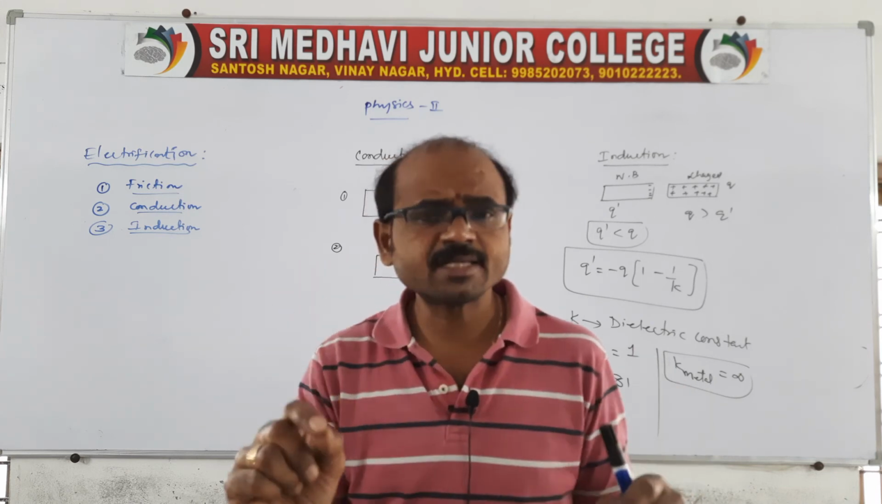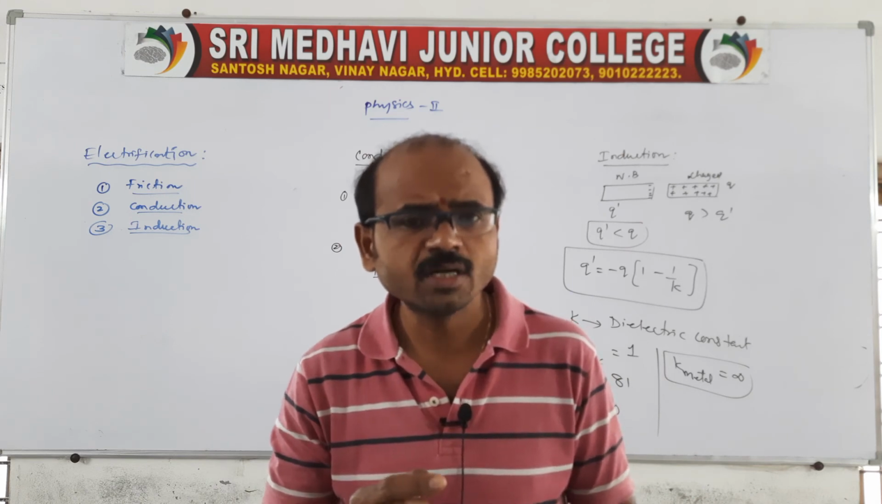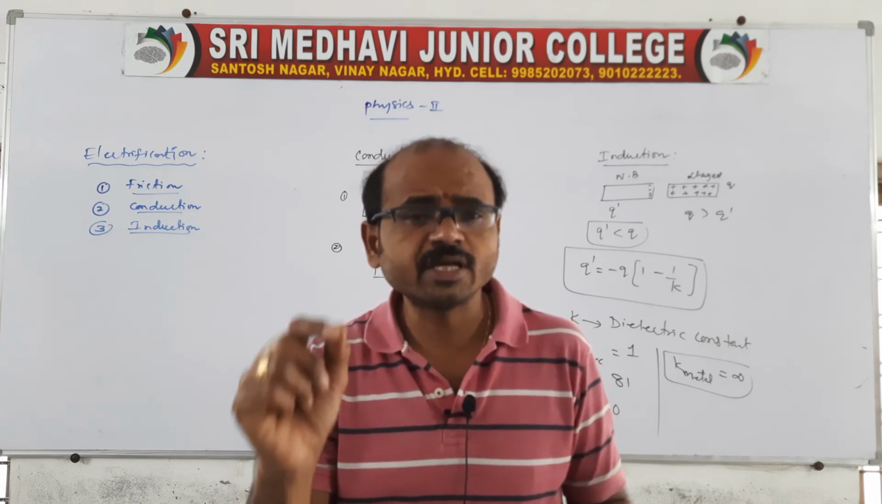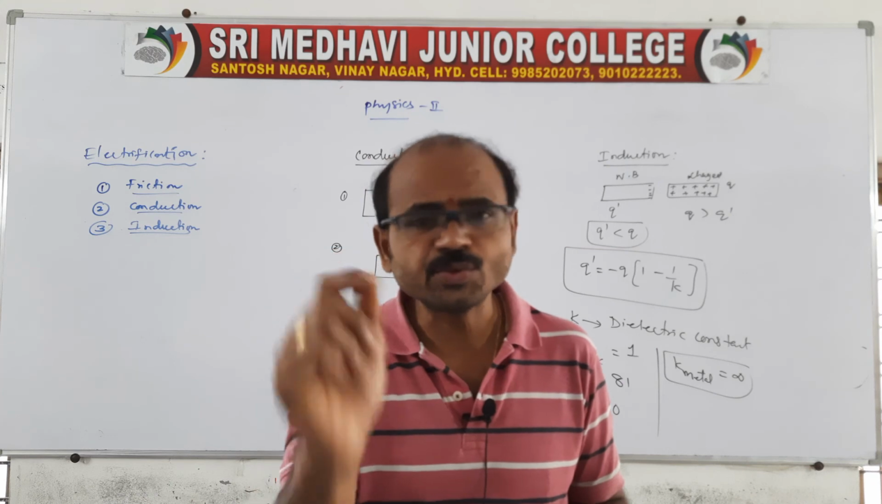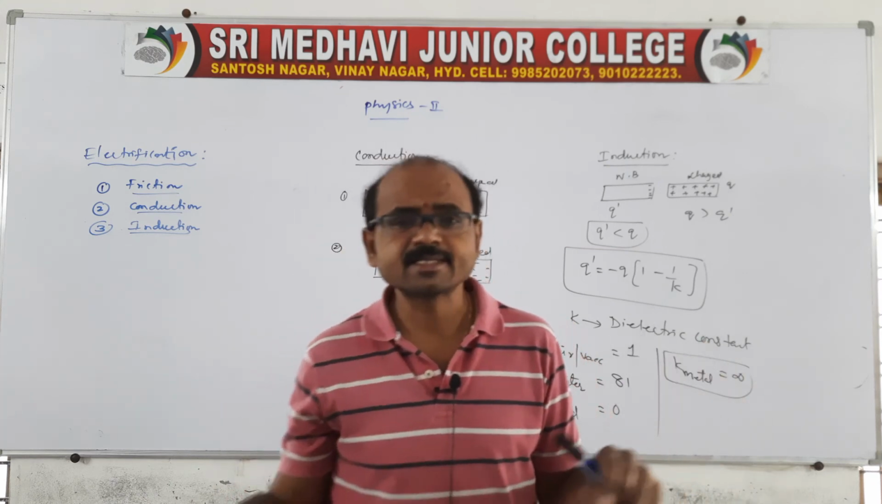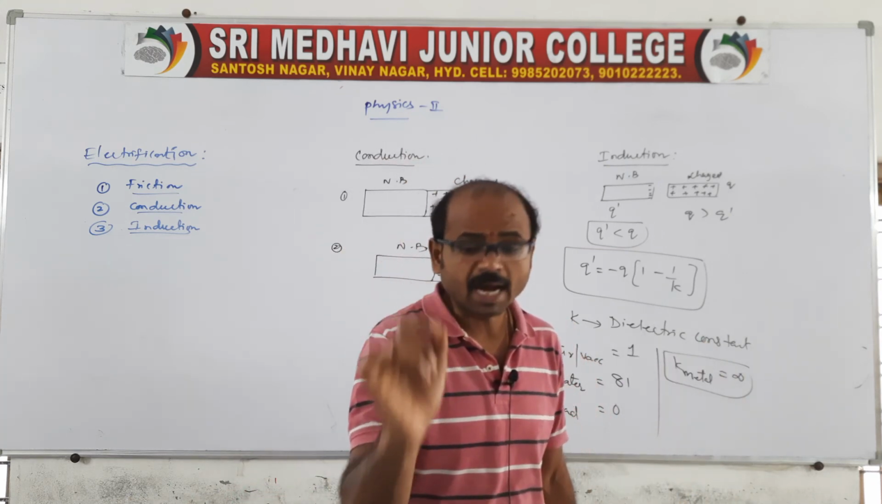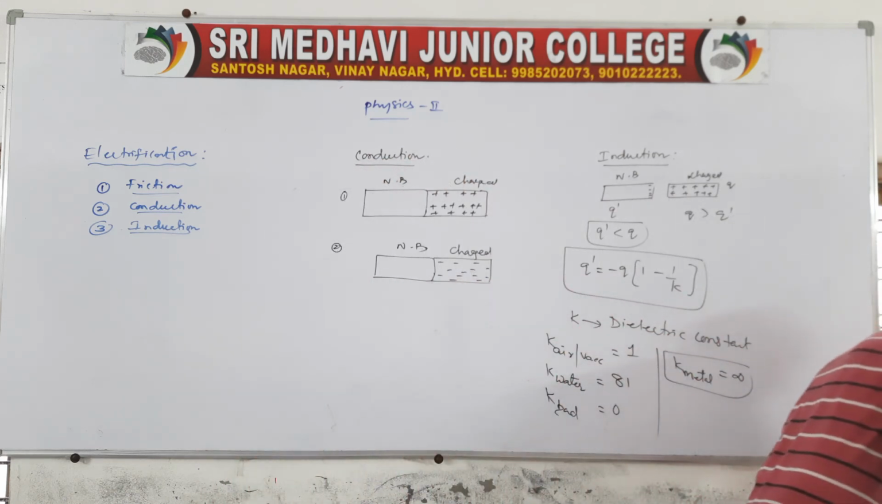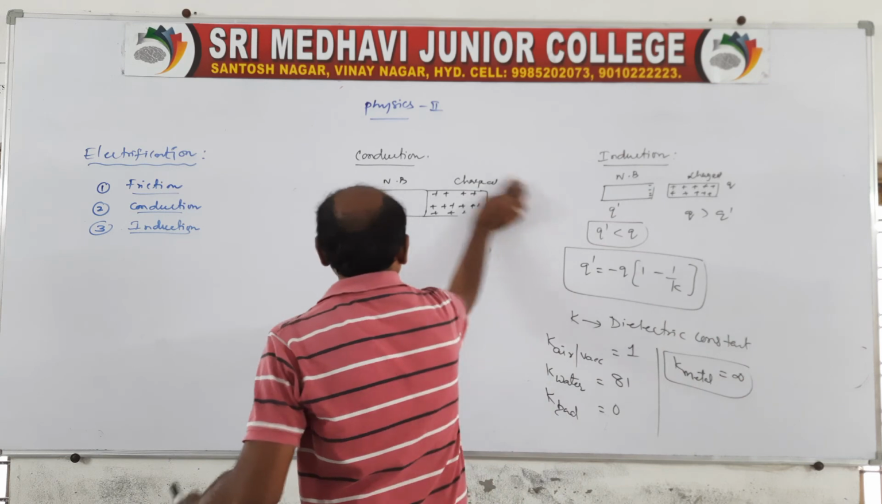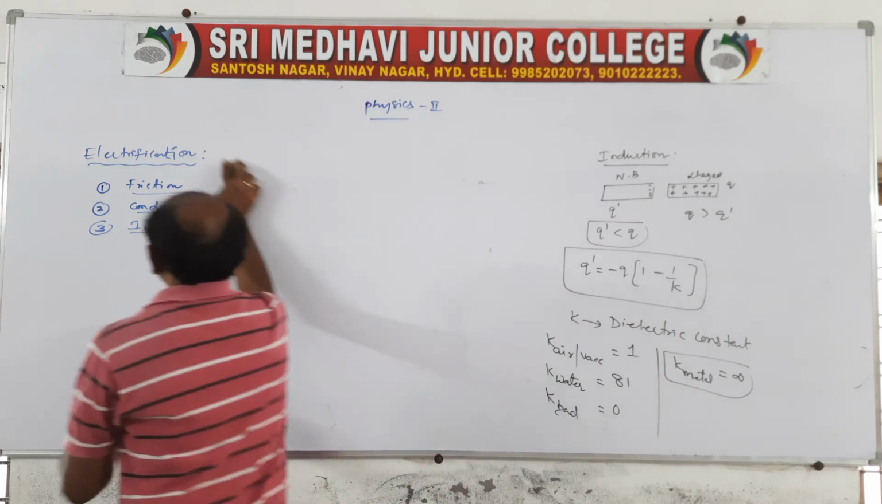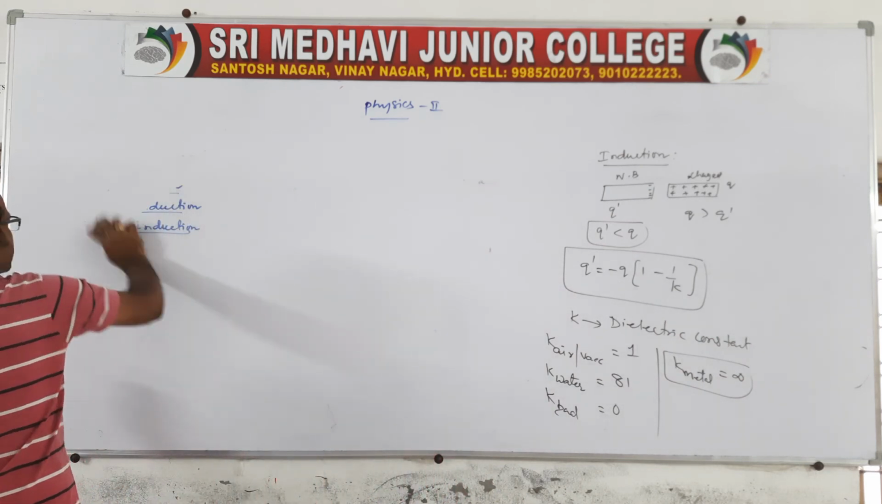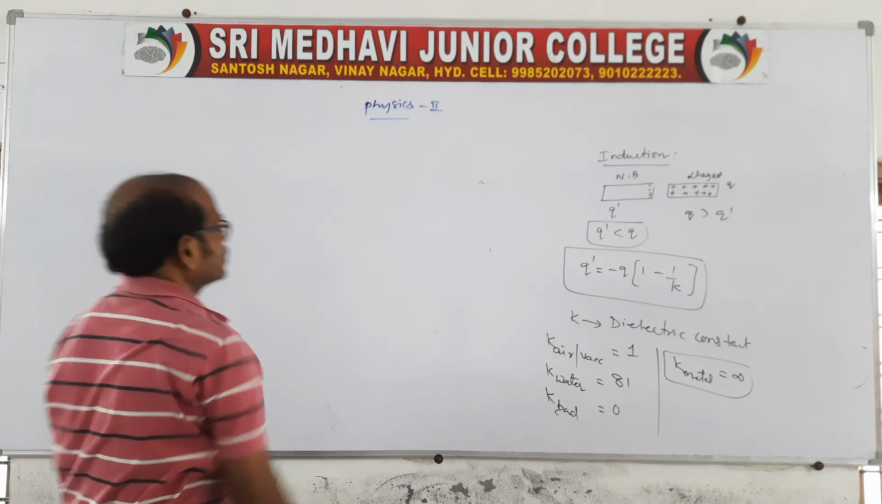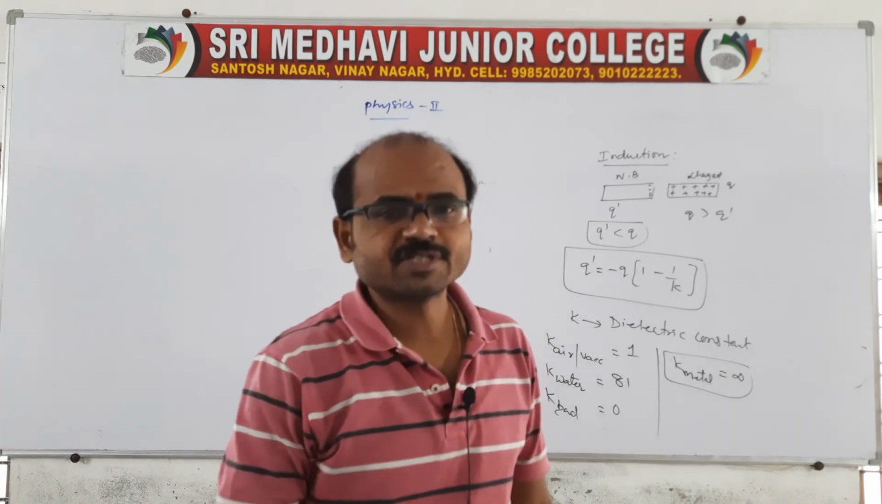The substance does not allow flow because the free electrons are tightly bound with the nucleus, so we call it a bad conductor. Remember: bad conductor, conductor, and one more, the semiconductor. Coming to the next one, semiconductor. So what is a semiconductor? A semiconductor is a substance which allows partial flow of charges.